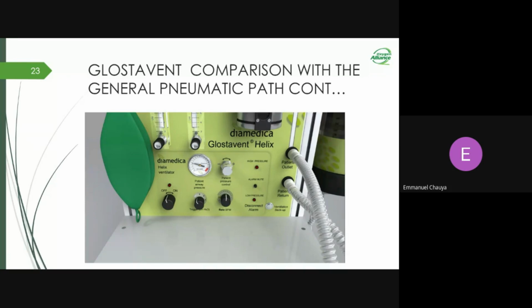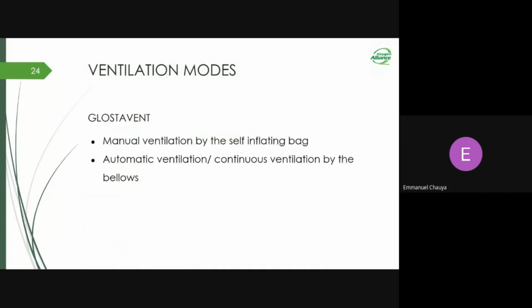To your right, you have the outlets and, of course, the return line. This is where you have the Y-piece connection. Let's go to the next slide, where you tap from this and then give to your patient. The patient can inspire through the inspiration line and then expire through the other. Of course, there are valves there to control all this. The Gloucester Vent Helix anesthesia machine comes with a manual bag that you can use to manually ventilate your patient, as I hinted on earlier. And also you have automatic, or what is otherwise referred to as continuous ventilation, by the bellows, the Helix ventilator. Let's proceed to the next slide.